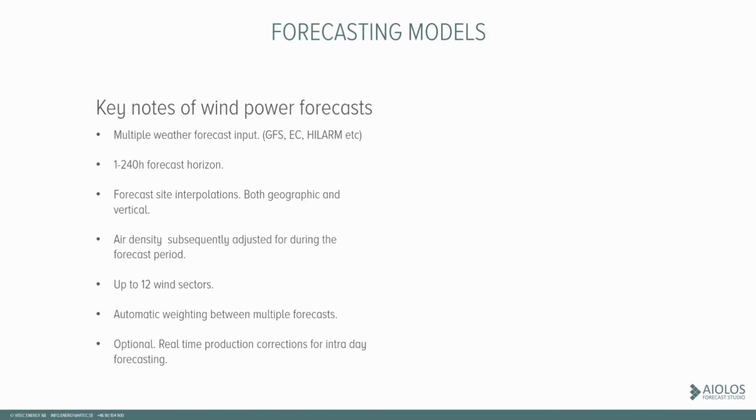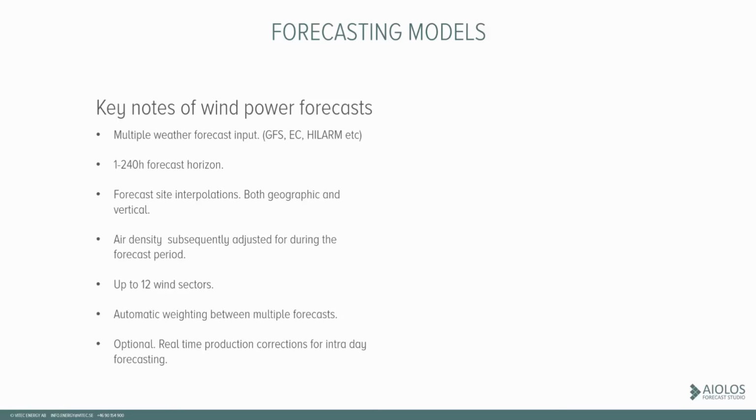There is an automatic weighting between the multiple forecasts, meaning one forecast per each weather forecast input. That is something that is done automatically by the system to weight these together and see which one has been the most accurate for the latest period, for example, and then you will get the weighting. So maybe we will trust forecast supplier number 1 more than number 2.